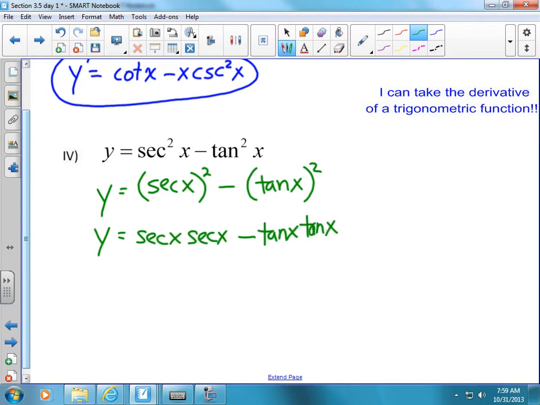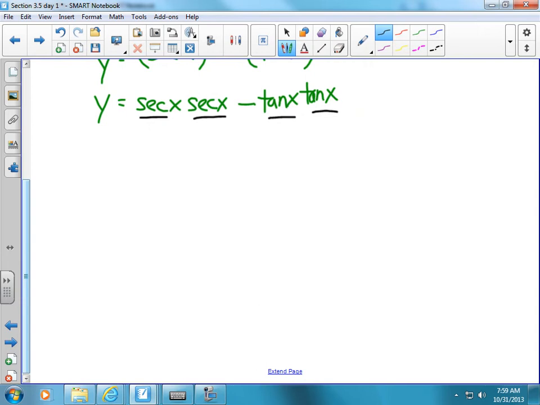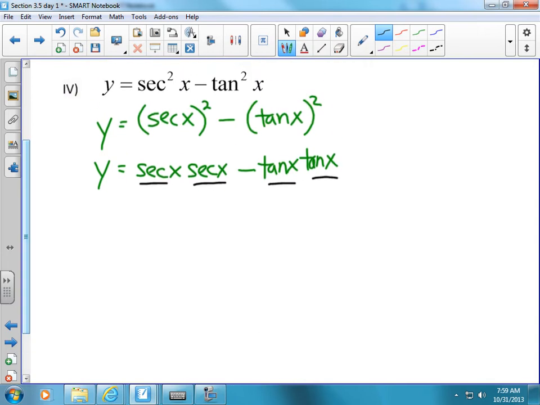Now, know that in the next section, I think 3.6, we actually learn what's called the chain rule, which allows us to do this more easily. But for right now, we're just going to use the product rule 2 times on both of these terms, and then we can find the derivative. But there is actually an easier way to do this, so don't get too freaked out.